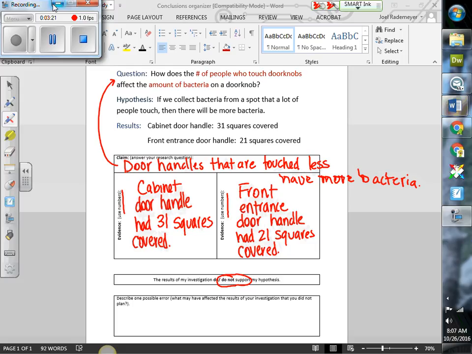Okay, and now we have to list one possible error. What's something that may have affected the results of our investigation that we did not plan for? And if I remember back, we could say that this group picked a cabinet that was used more than they thought.